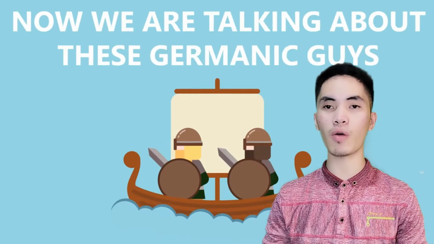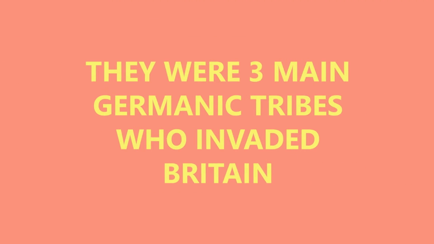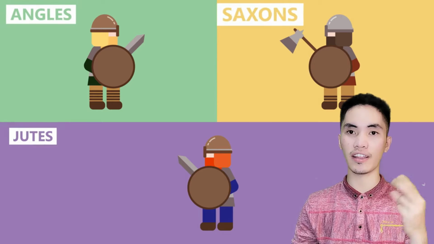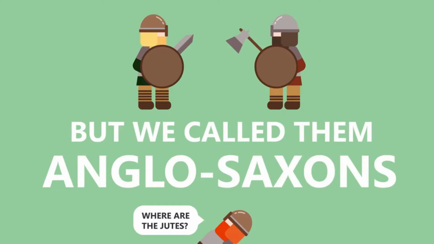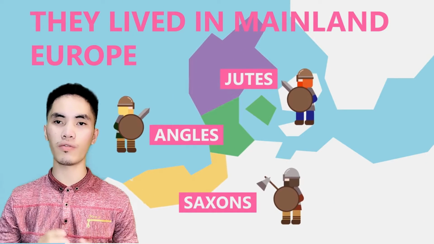These invaders are commonly known as the Germanic tribes. There are three main Germanic tribes who succeeded in invading Britain. They are referred to as the Angles, the Saxons, and the Jutes, but they were commonly known as the Anglo-Saxons. These Anglo-Saxons had originally lived in mainland Europe.